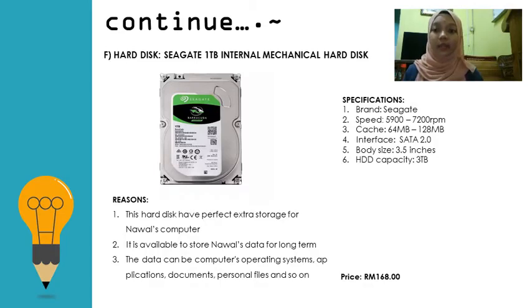And the data can be computers' operating systems, applications, documents, personal files, and so on. The brand of this hard disk is Seagate. The speed is 5,900 to 7,200 RPM. The cache is 64 MB to 126 MB. The interface is SATA 2.0 and the body size is 3.5 inches. And lastly, the HDD capacity is 3 TB.